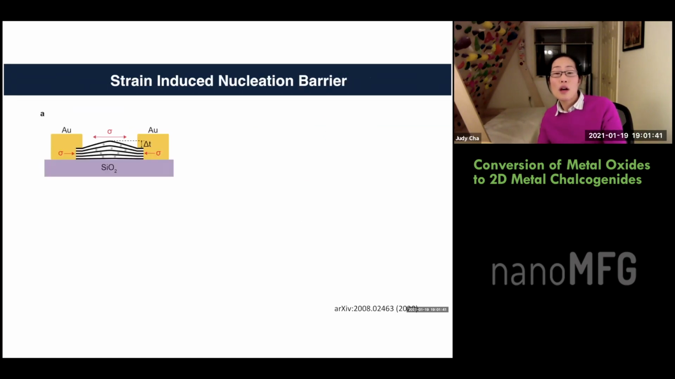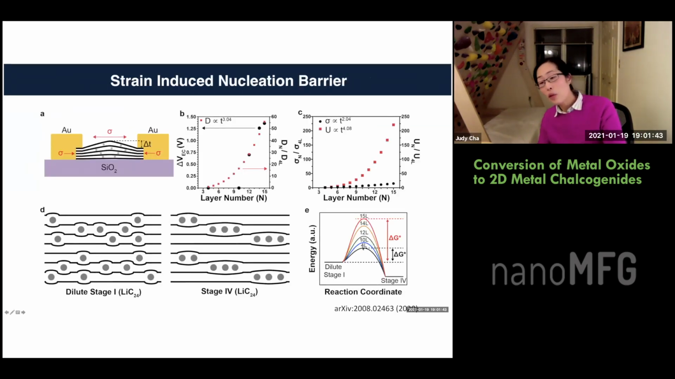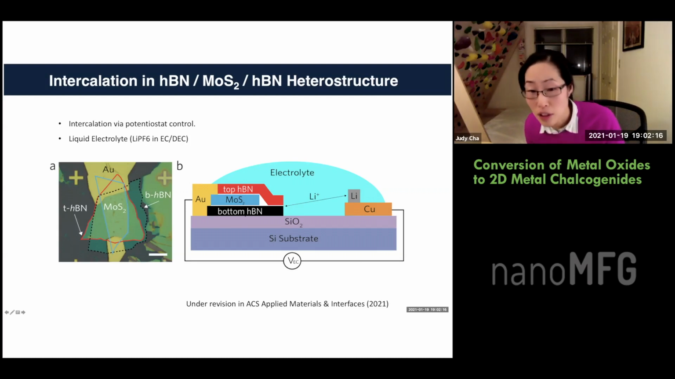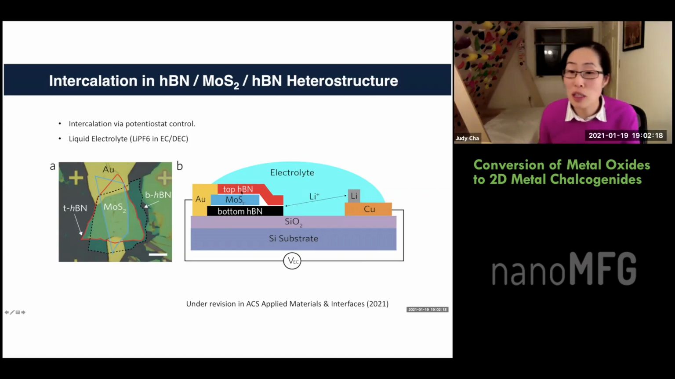To make a long story short, at the end, what we think is happening is there's a local strain that builds, which is proportional to the thickness to the power of 3. And that actually adds a local nucleation barrier for the ordered stage to nucleate. Because if you actually calculate the strain energy, that strain energy is minuscule compared to the electrochemical energy that you have to provide. Therefore, it can only be some sort of activation barrier type number. We repeated the same thing for the heterostructures, looking at the phase transition of MoS2 encapsulated with hBN.